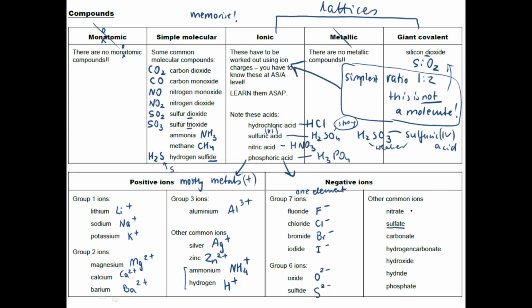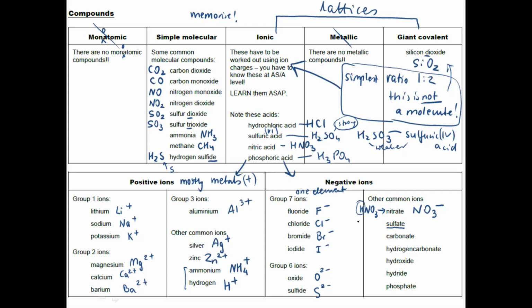So let's have a look. Nitrate comes from nitric acid. So HNO3 was nitric acid, and to make a nitrate, we get rid of the hydrogen here, and that leaves an NO3, but because you've got rid of the hydrogen, hydrogen is H+, this becomes a minus, so nitrate is NO3 minus.